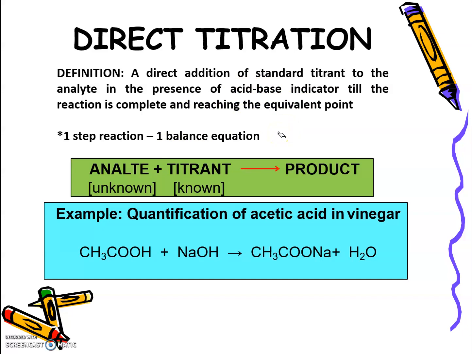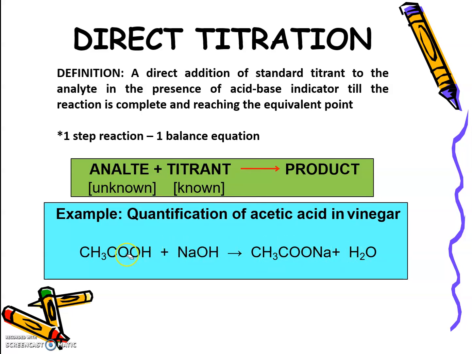So for direct titration, it's like a normal titration where a one-step reaction is involved. Okay? So there is one balanced chemical equation. For example, quantification of acetic acid in vinegar. Acetic acid reacts with sodium hydroxide to form sodium acetate plus water.